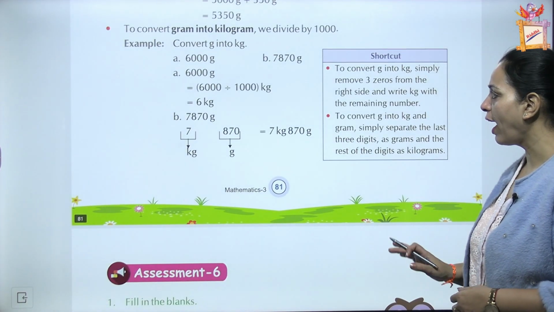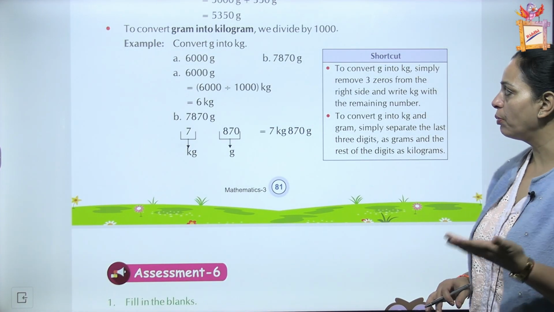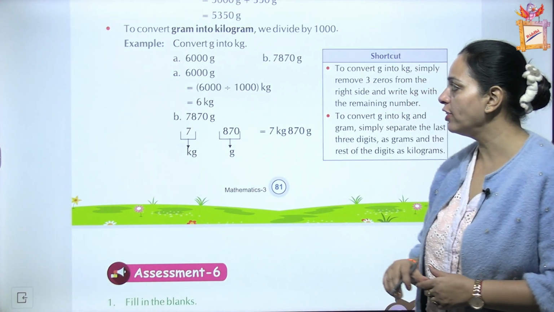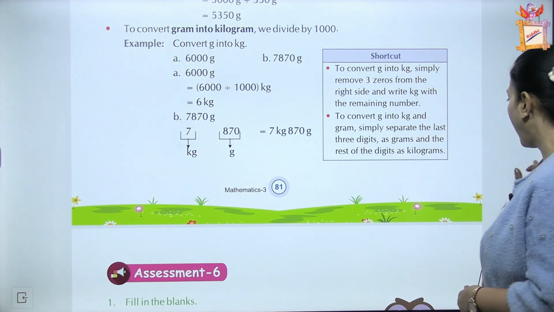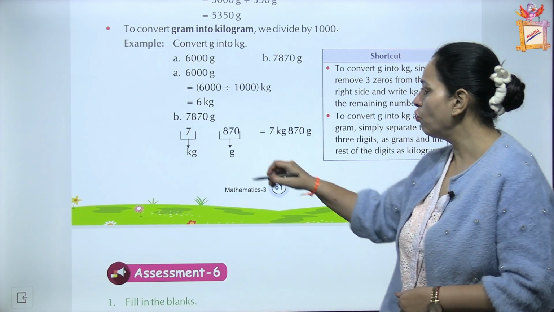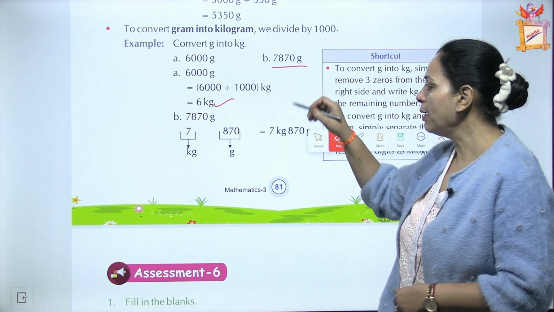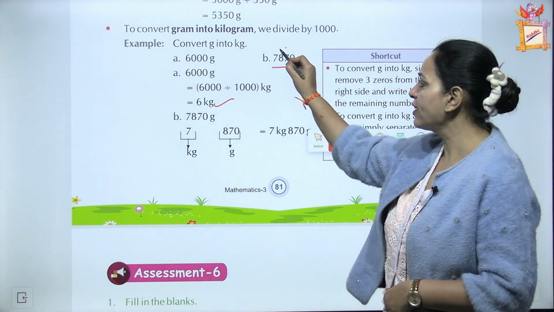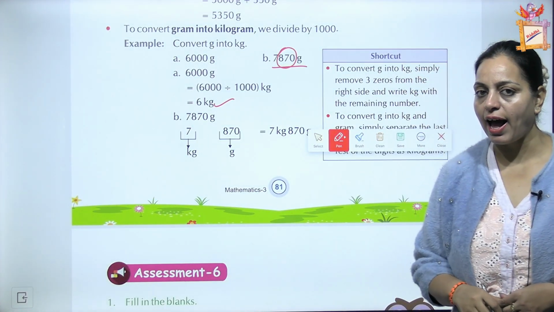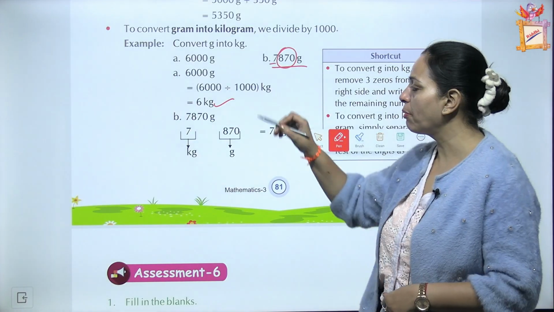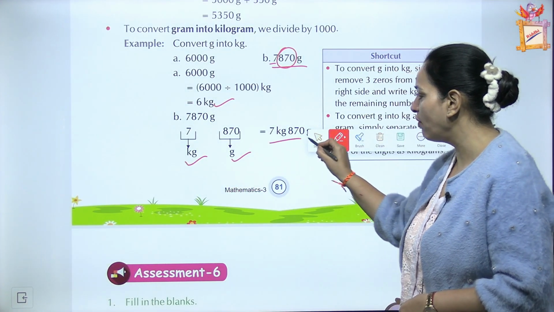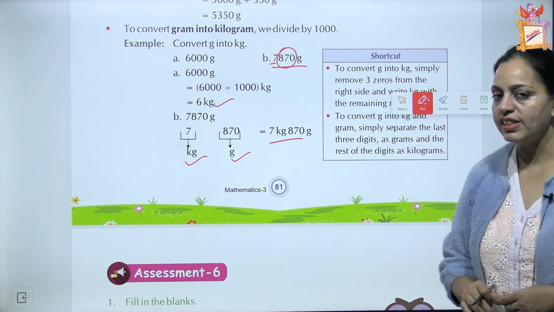Now to convert gram into kilogram, smaller to bigger, it means divide by 1000. So convert gram into kg. A part 6000 gram, divide by 1000, you will get 6 kg. B part 7870 gram. So the last 3 digits represent gram and the remaining digits represent kg. So this is gram, this is kg. So 7 kg 870 gram.